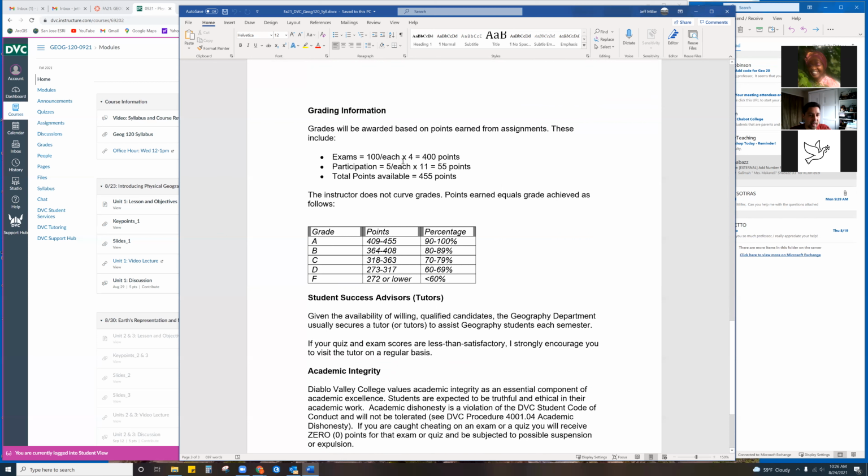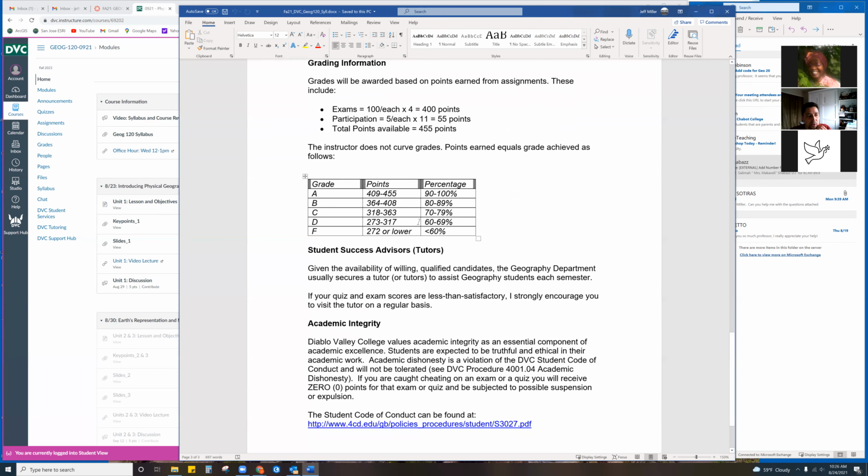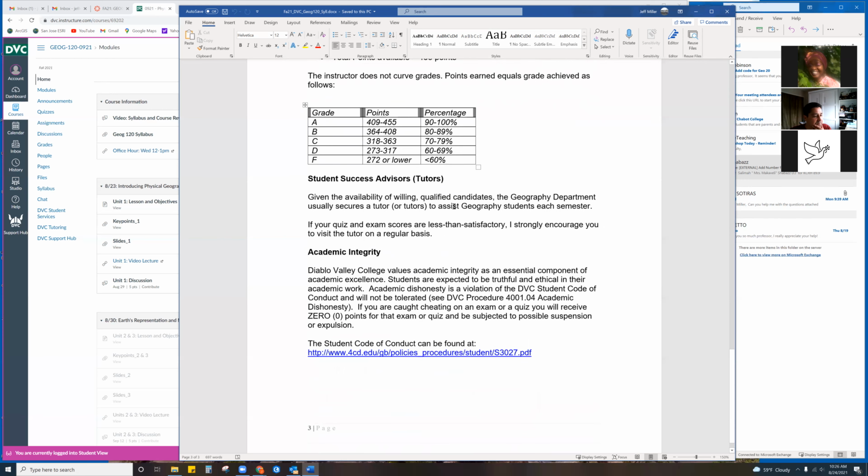But as I have stated everything so far, what we've got are the 4 exams, 100 points each. Your participation are 5 points each. There are 11 modules. So the breakdown of points is 455 points. I don't curve. I don't do minuses or pluses. It's 90, 80, 70, 60: A, B, C, D, F.